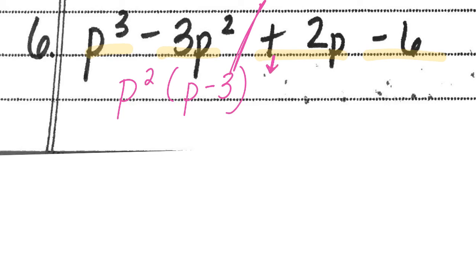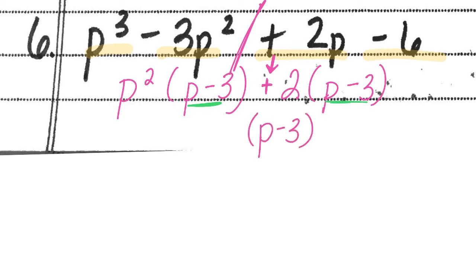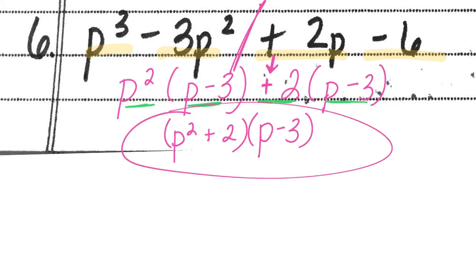This sign is going to come with it. What can I take out of the second half? A 2, and I have p minus 3 left over. We're going to group these as 1 to be p minus 3, and we're going to group the floaters as 1 to be p squared plus 2. Always a good idea to check and see if anything else can factor more. In this case, it cannot, so my answer is p squared plus 2 times p minus 3. Great job.